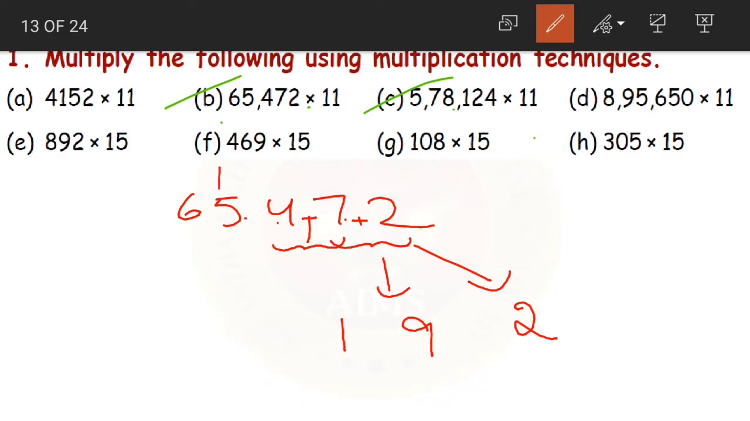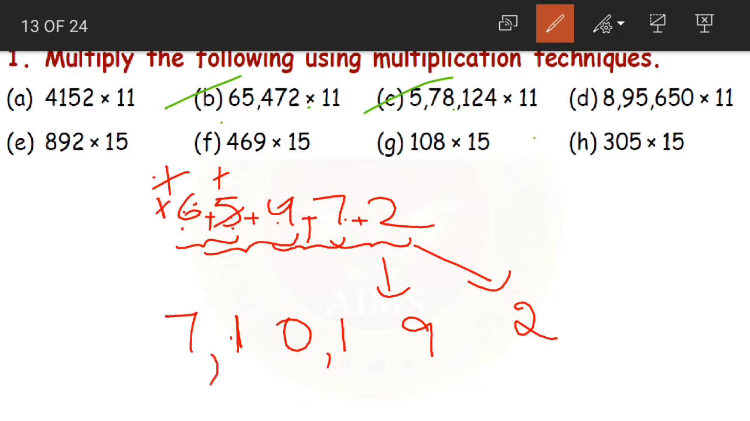1 here, 1 carried. Now the next two numbers. 4 plus 5 is 9, 9 plus 1 is 10. 0 here, 1 carried. And lastly, what do we have? 5 plus 6 is 11, 11 plus 1 is 12. 1 here, again 1 carried. 6 plus 1 is 7. What is the final answer, children?